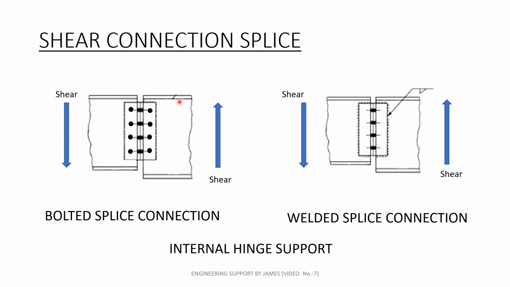Next is the splice with the shear connection only. In this case there are no flange plates provided. We have provided only the web plates. These web plates are capable of carrying only the shear. They cannot take the moment. This is called a shear connection splice, and this is nothing but an internal hinge support. For practical purposes, we don't really use this. We always use the moment type connection. We provide flange plates along with the shear plate, or you can say shear splice connection.